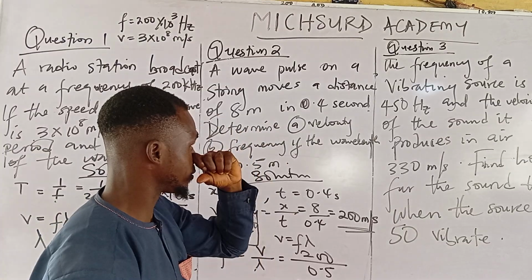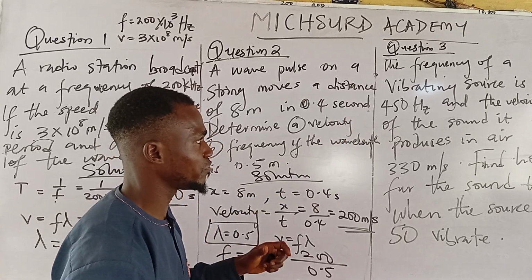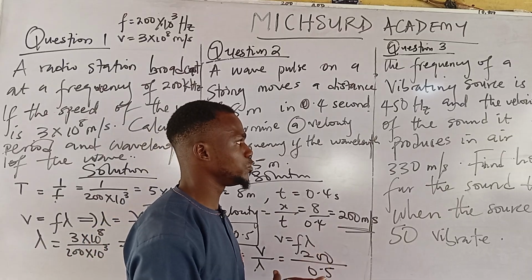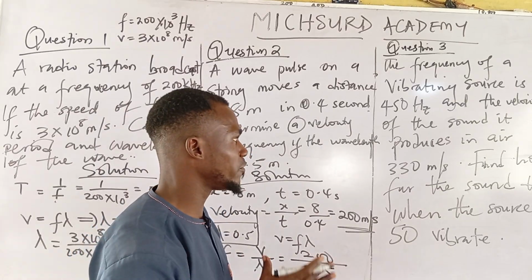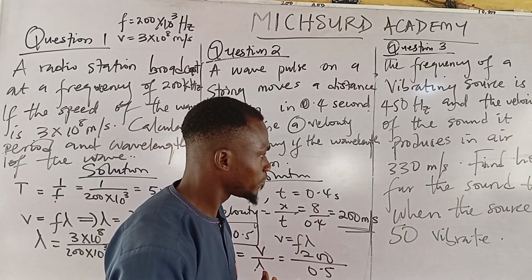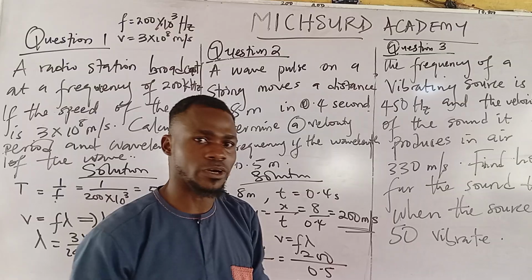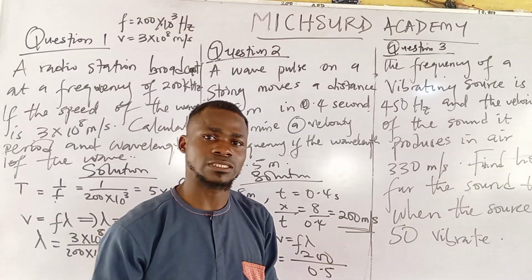The third question says the frequency of a vibrating source is 450 hertz and the velocity of the sound it produced in air is 330 meters per second. Then find how far the sound travels when the source completes 50 vibrations. So here we are asked to find how far, that is, the distance.